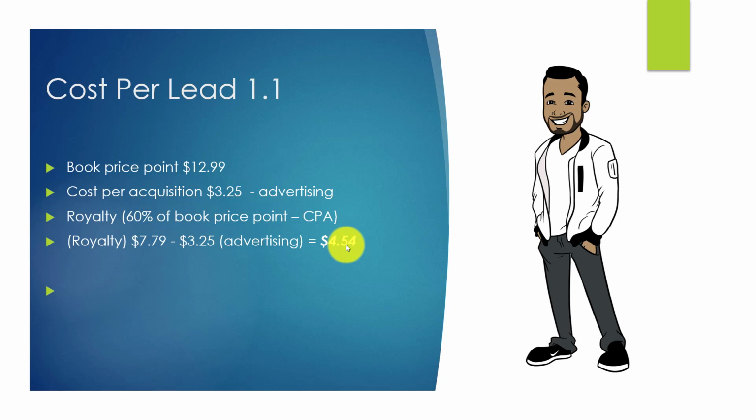So if you have a higher price point, that equates to a higher royalty, meaning you can spend more on advertising to acquire your leads. So more customers means more sales, right? And the more you can spend on advertising, the more sales you can make. Keep that in mind.